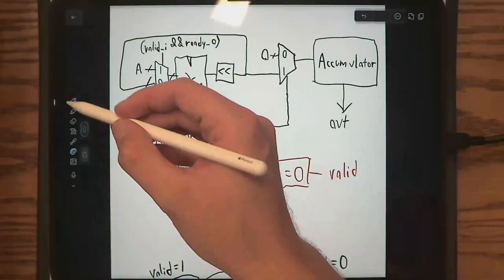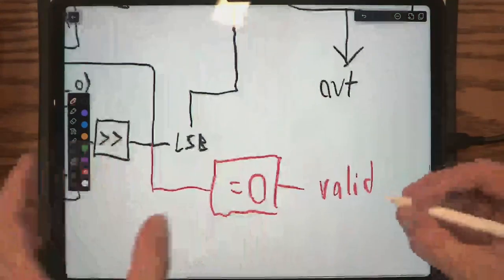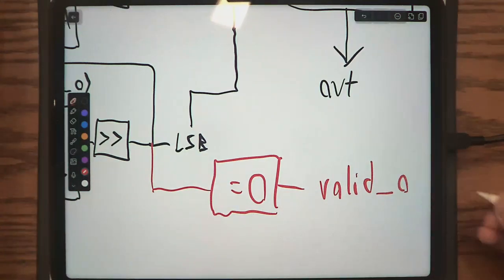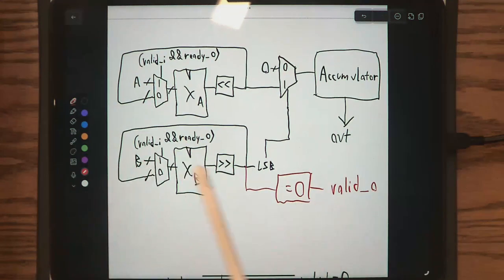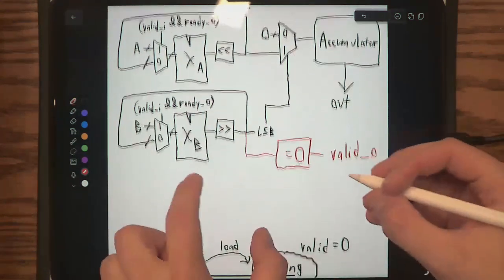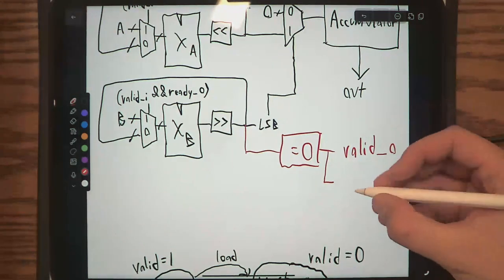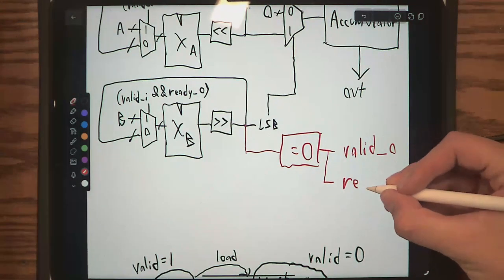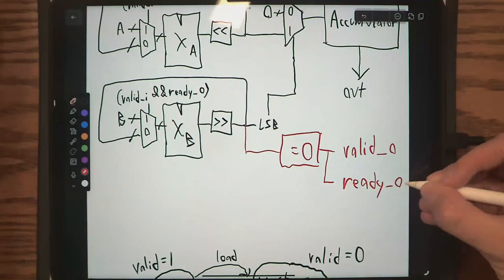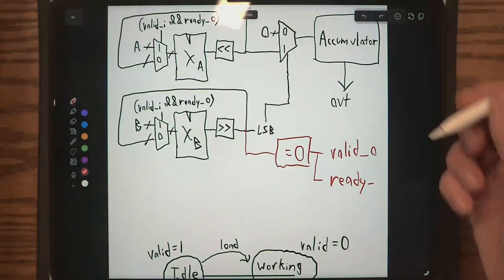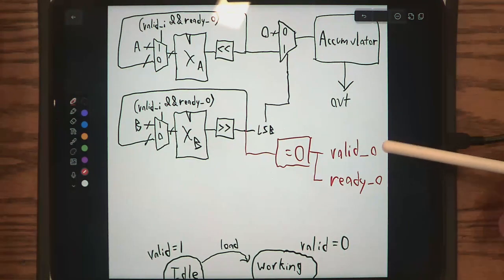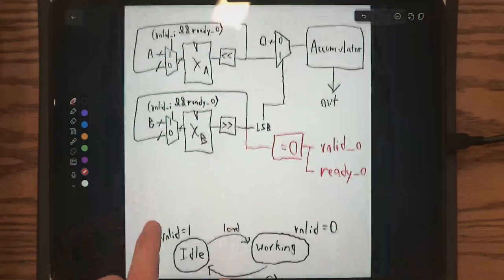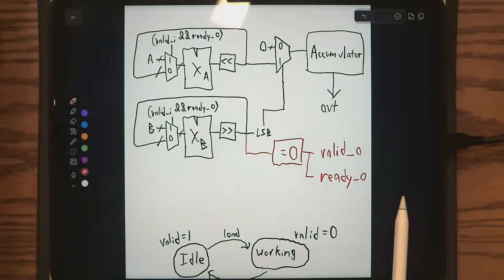So I'm going to make this a little bit clearer. This valid right here is valid out, because this valid is whether or not the product is valid. But let's also probably copy this down, at least for now, and drive ready out. You can think of this as the input is ready, and this is the output is valid. Okay, good. So that's ready out determined.